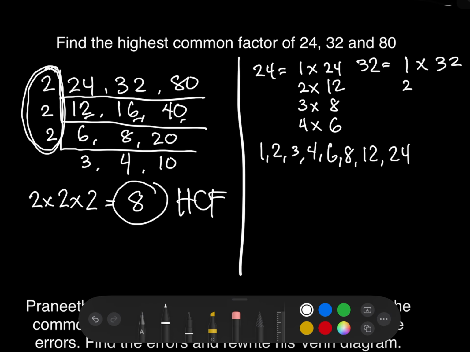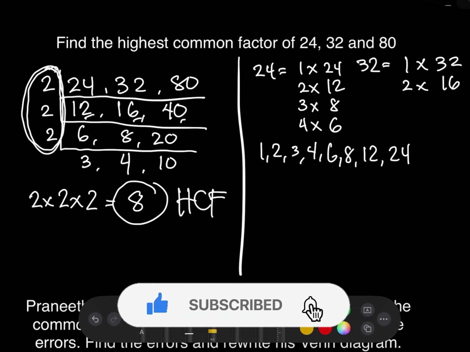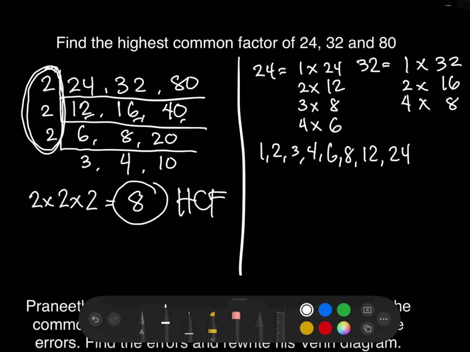And then for 32, you have 1 times 32, 2 times 16. So we cannot use 3. So we have 4 times 8. Okay, I think that's all. So the factors of 32 are 1, 2, 4, 8, 16, and 32.